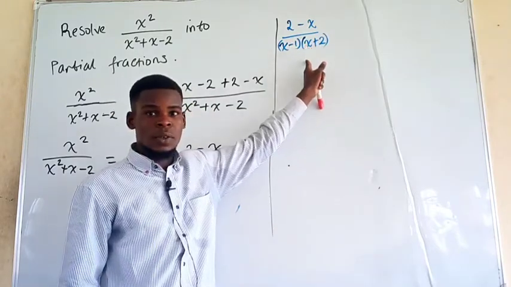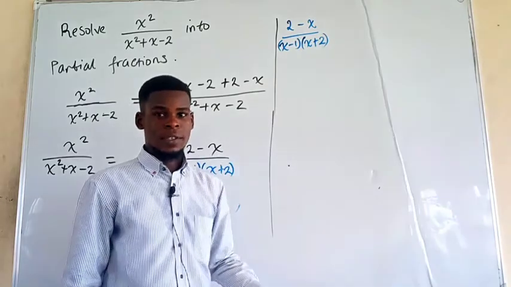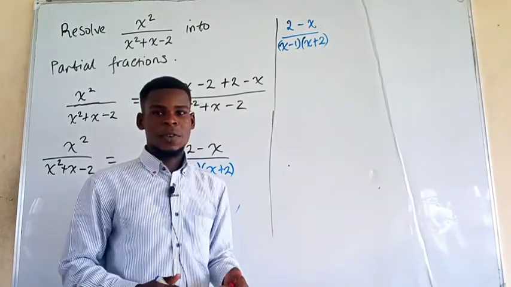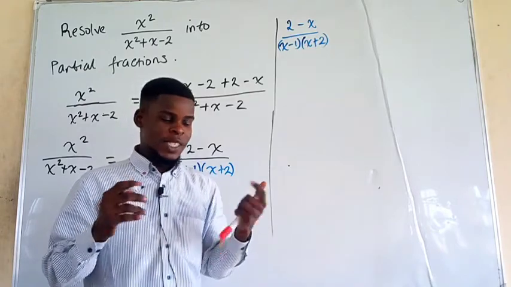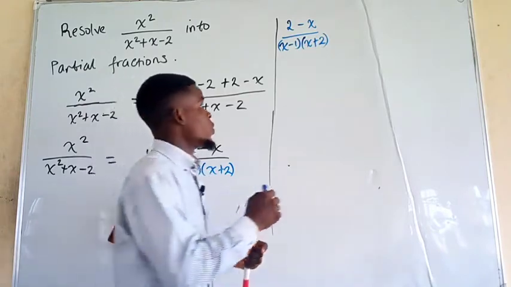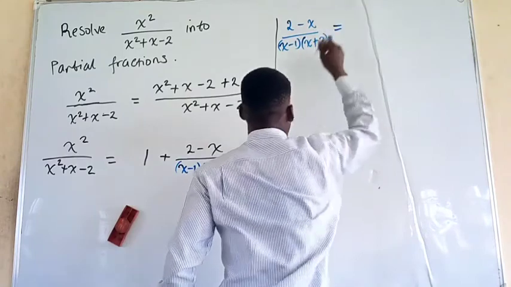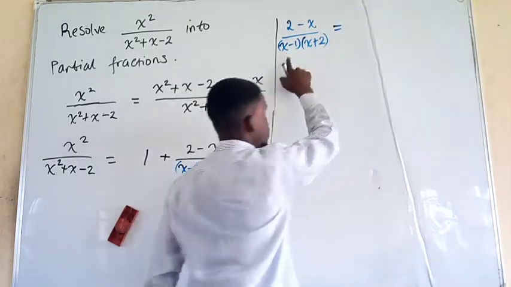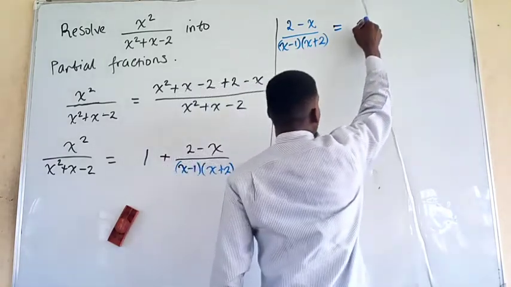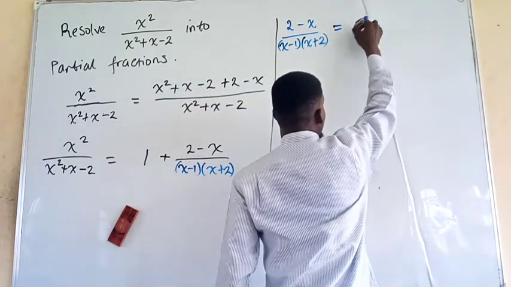Good enough, the factors in this denominator are all linear factors. So when resolving to partial fractions with linear factors in the denominator, we have a very simple pattern. This is how we write it. We say this is equal to, and we put down the factors themselves. The first factor here is x minus 1, so we put it down, x minus 1.